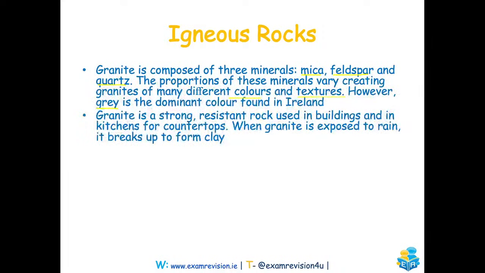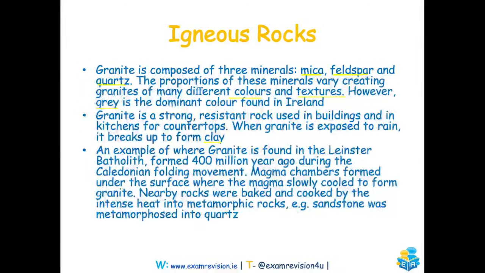When granite is exposed to the rain, it breaks up to form clay. An example of where granite is found is in the Leinster Batholith, which formed 400 million years ago during the Caledonian folding period. Magma chambers formed underneath the surface where the magma slowly cooled to form granite. Nearby rocks were baked by intense heat and were metamorphosed, so basically they were changed into metamorphic rocks. For example, sandstone was metamorphosed into quartzite.